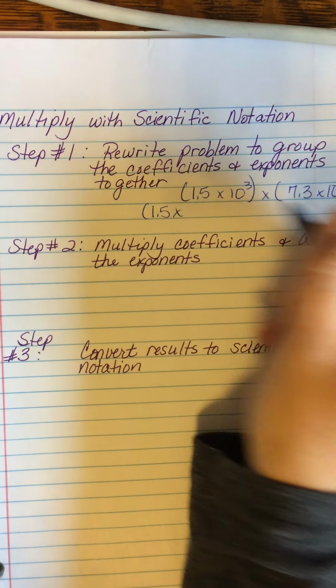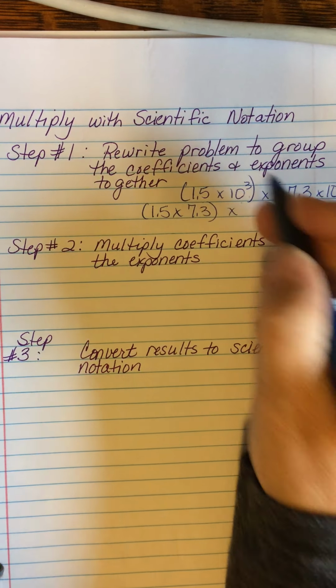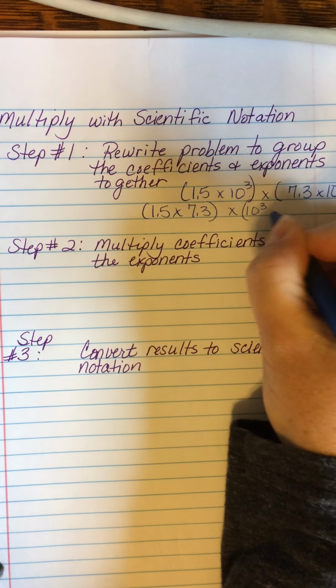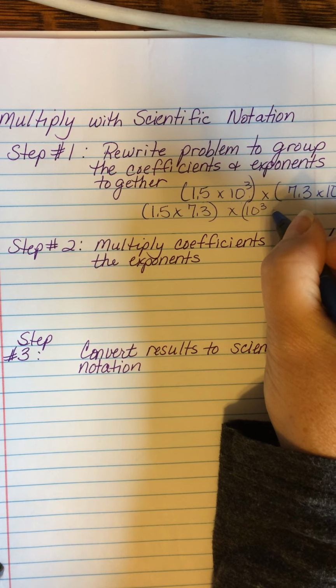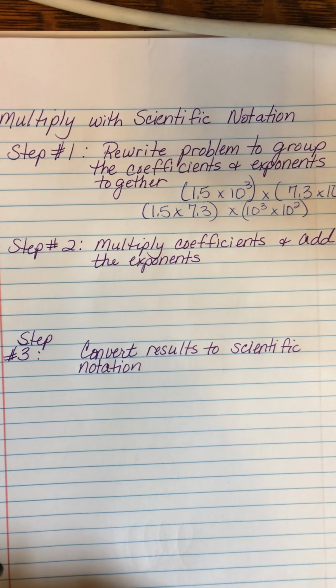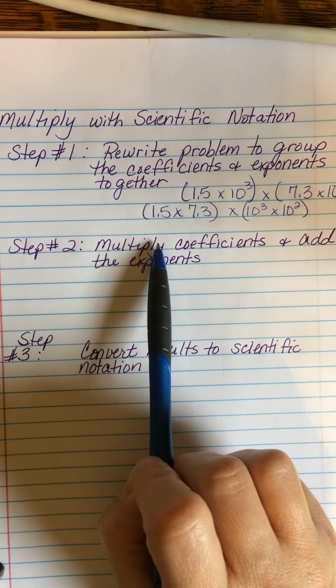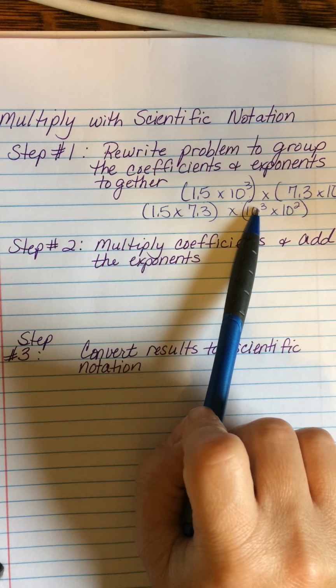1.5 times 7.3, times 10 with exponent 3, 10 to the third, times 10 squared. So I'm just rewriting them and grouping them in a different way. That would be step 1.